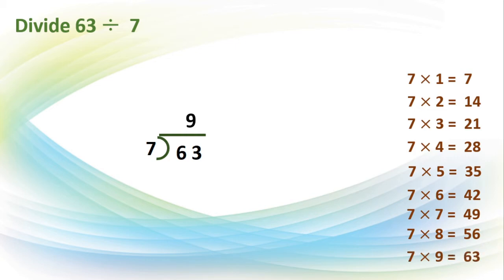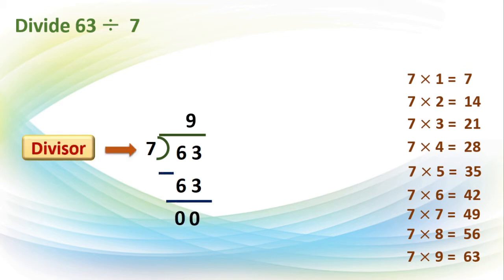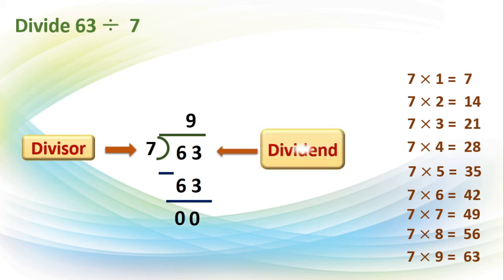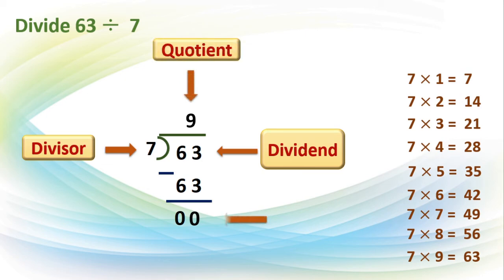Yes, we got here directly. So 7 nines are 63. See here directly we will write this is divisor, this is dividend, correct? And 9 is nothing but the quotient and 0 is nothing but the remainder, correct?